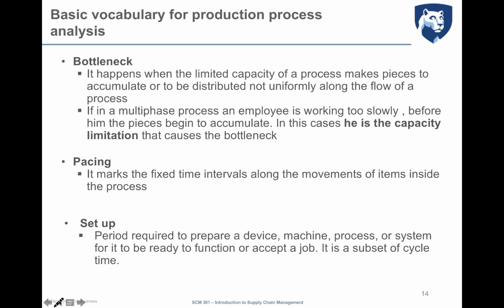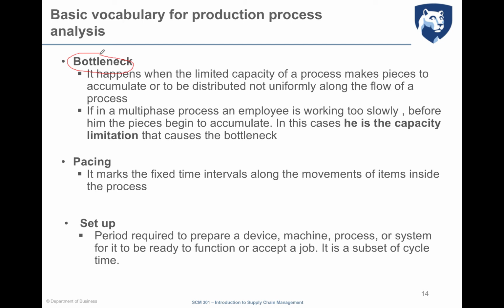Then other definitions that are useful to know, because they can be frequently used when dealing with the production system. The first one is bottleneck. We already talked about bottleneck when we introduced the concept of inventory management and how inventory management can be useful to decouple subsequent phases, because one of the two can be bottleneck. Bottleneck happens when the limited capacity of a process makes pieces accumulate or be distributed not uniformly along the flow of a process.